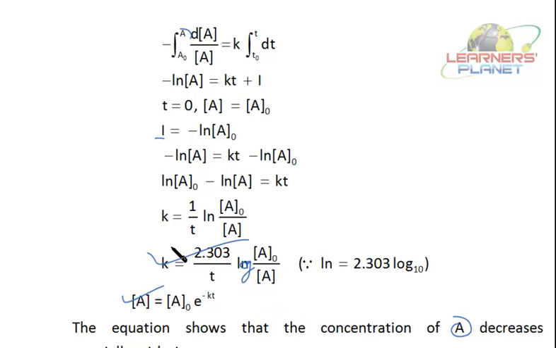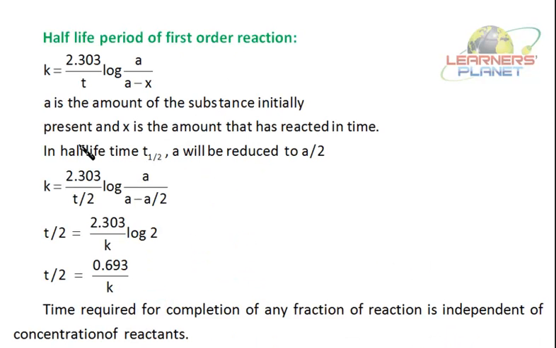Now let's find out the equation for the half-life, or the time required for the half-life. It's not the time required, let's find out the equation for the half-life of the first order reaction. See, what was the equation? k is equal to 2.303 by t log of A naught, that is the initial concentration, divided by the final concentration.